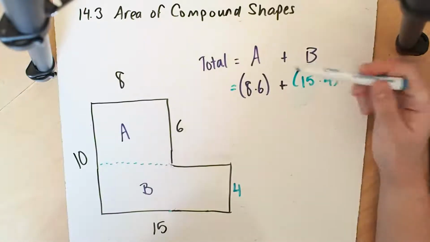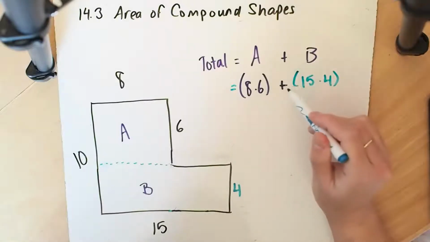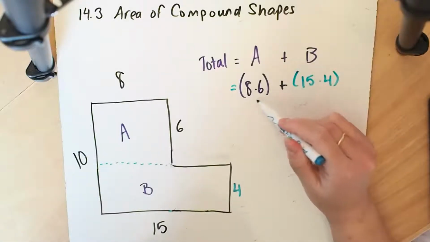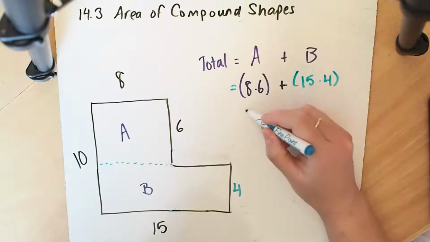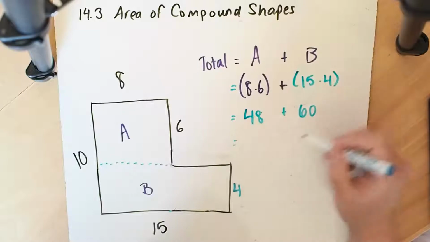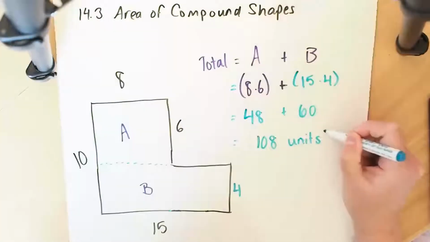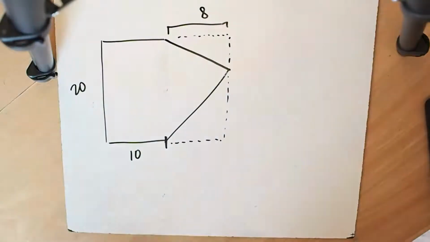Do you see how I've written shape A and shape B, and I just went ahead and plugged in the values for the formulas for each of those shapes. Now I'm going to combine them together, and I'm going to get 48 plus 60, which means my total area is 108 units squared.